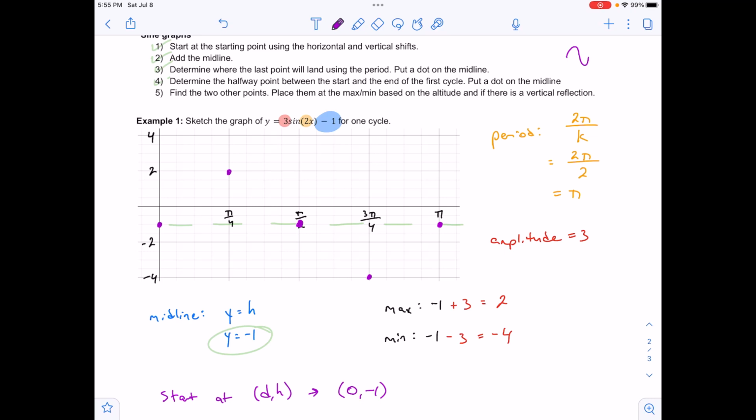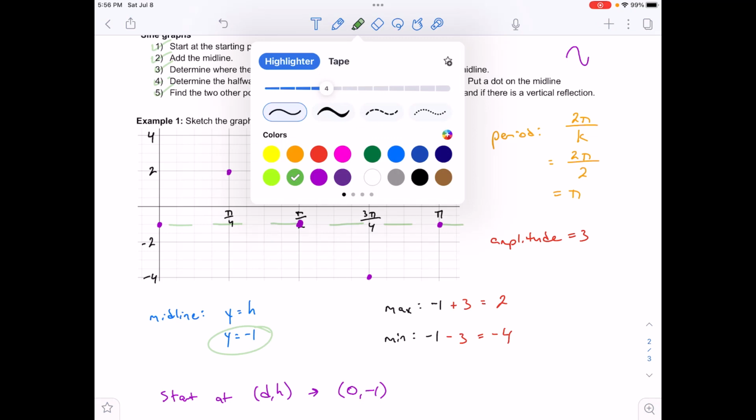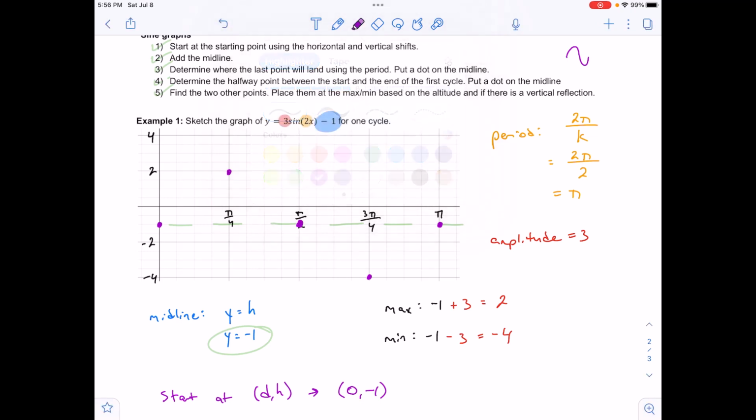Okay, the very last step that we have to do here is we literally just have to add the line. Recall that it's supposed to be smooth, not zigzaggy. So we're going to try and keep it as smooth as possible.